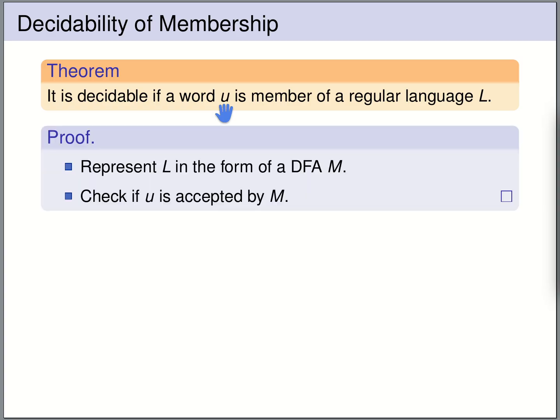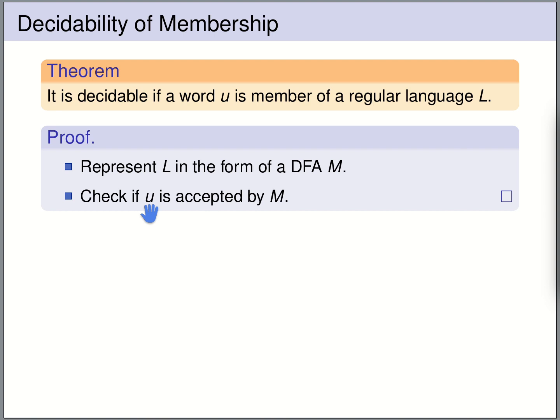First we transform the description of our regular language. It might be given as an NFA or a regular expression, and we first transform this into a deterministic finite automaton. So we have a deterministic finite automaton that accepts the language L. And now we can simply check whether this deterministic finite automaton accepts the word u.